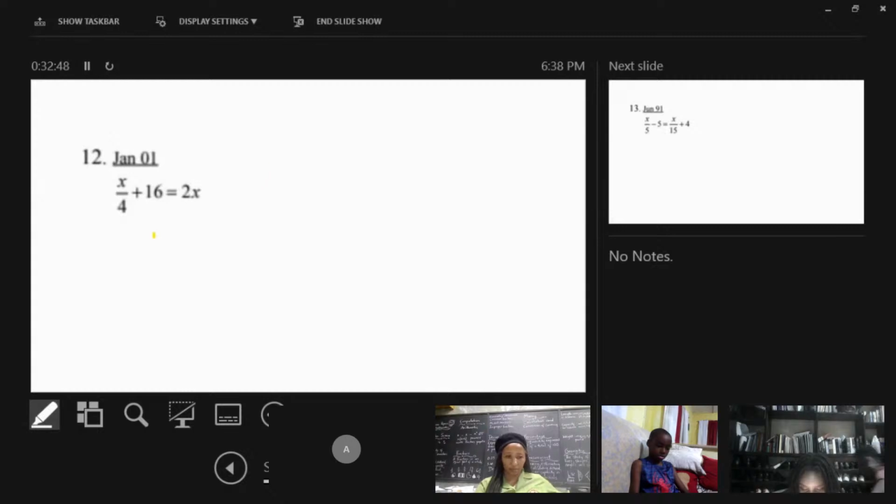Asar. Number 12. x over 4 plus 16 is equal to 2x. We can group, or actually no, we can work with the fraction. Put them over 1: x over 4, 16 over 1 and 2x over 1. So the LCM of 4, 1, and 1 is 4.